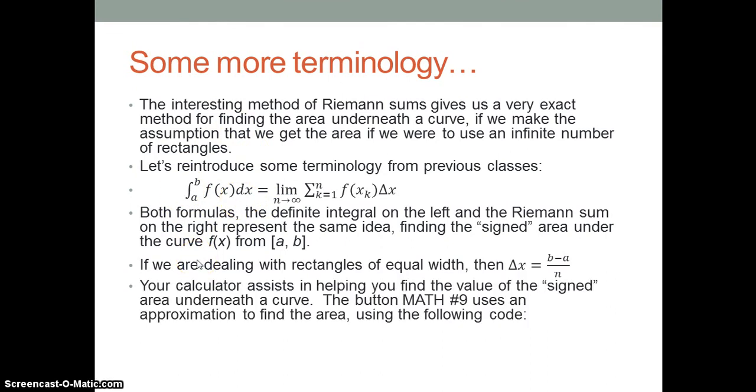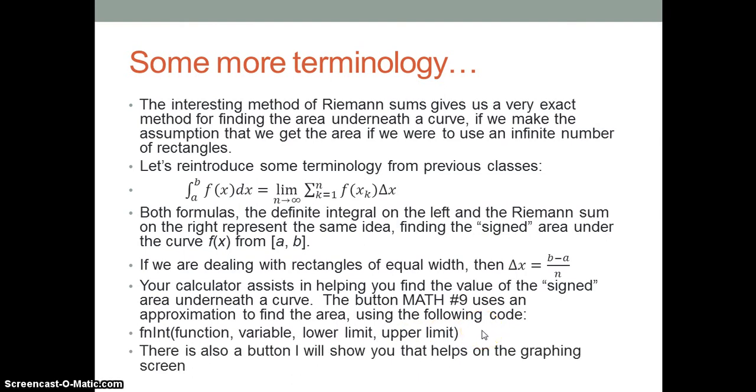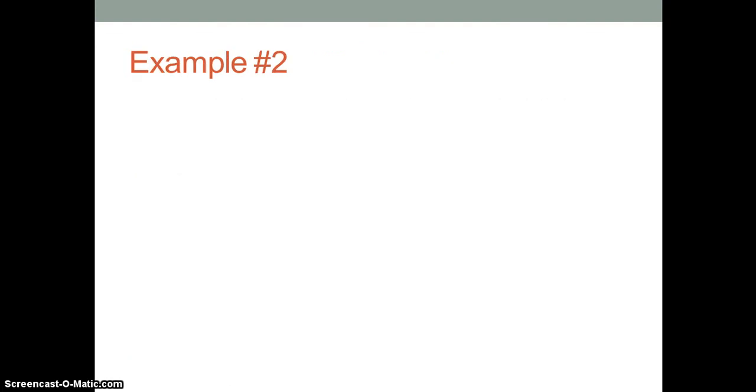Your calculator can assist in helping you find the value of the signed area underneath the curve. The button math number 9 uses an approximation to find the area. Depending on what type of calculator you have and whether you have pretty print, use the following code. It'll come up and say fnInt, and you type in the function. In the example we just did, we would type in x squared. Our variable that we're integrating with respect to would be x. Our lower limit was 0, and our upper limit was 2. There's also a button I'll show you in class that will help when we're on the graphing screen.